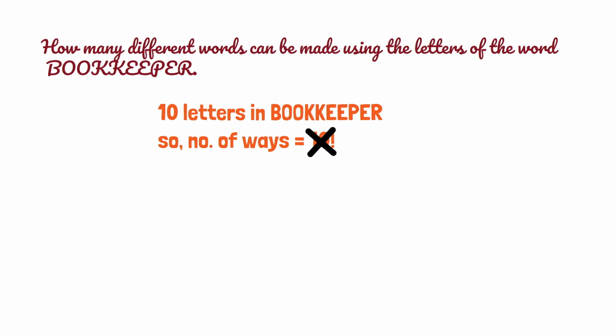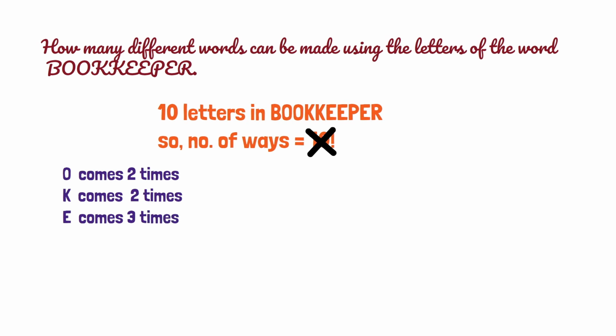For example, O is appearing 2 times, K 2 times, E 3 times. Suppose we arrange these 3 E, it would be E, E and E. If we rearrange them, then also it's E, E and E. We have only one E in the alphabet, so any type of arrangement within these 3 E would be the same triple E. Now this is the same with 2 O and 2 K. But 10 factorial assumes that these 3 E, 2 O and 2 K are distinct letters, which is not so.